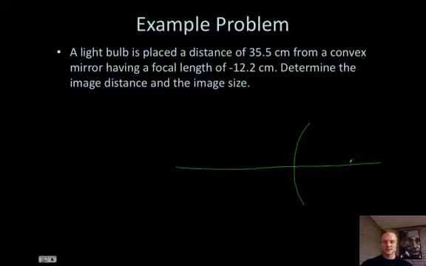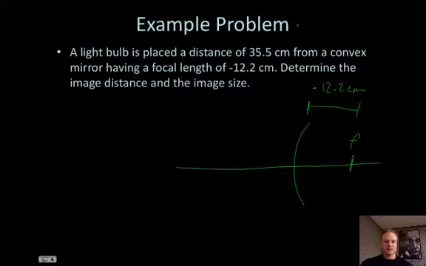Draw our principal axis. Here is our focal length. It says it has a focal length from this mirror to this F. This is 12.2 centimeters, and it's negative because it's behind the mirror. So that's why that number is negative.